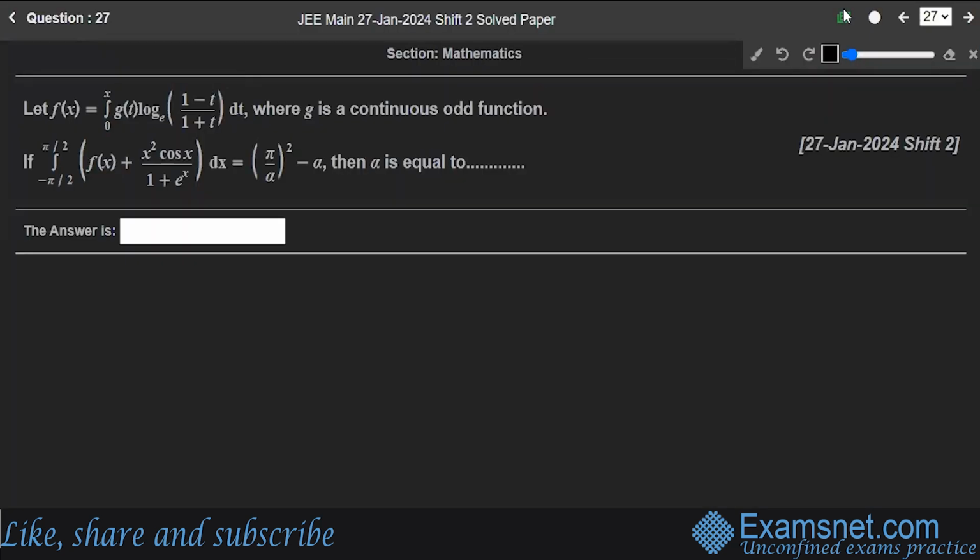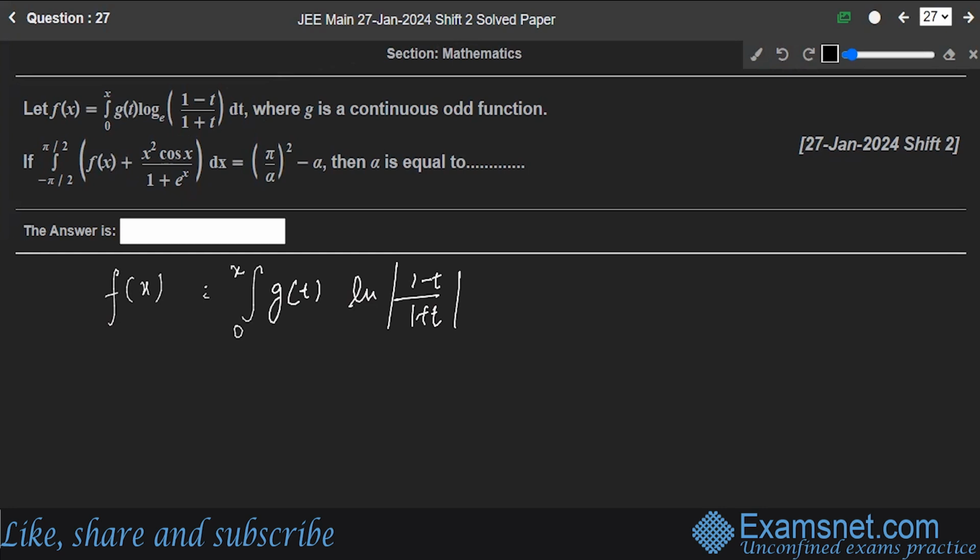Question number 27. Let f(x) be given by this function, integral of 0 to x of g(t) log of this function, where g is a continuous odd function. And if this integral is equal to this value, then what is the value of alpha? All right. So first thing, I am given f(x) is equal to integral 0 to x of g(t) log of (1 minus t) upon (1 plus t).